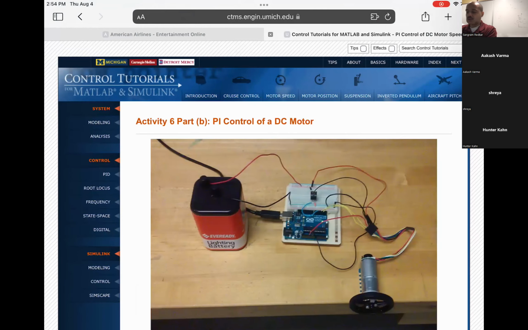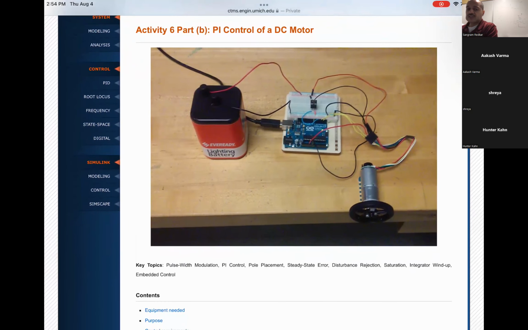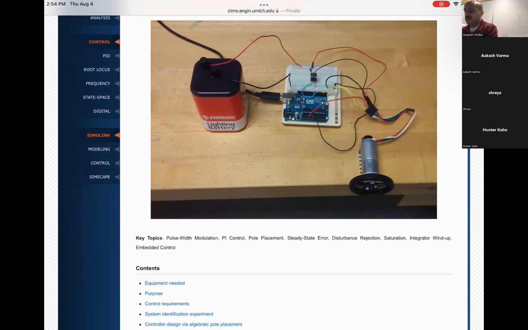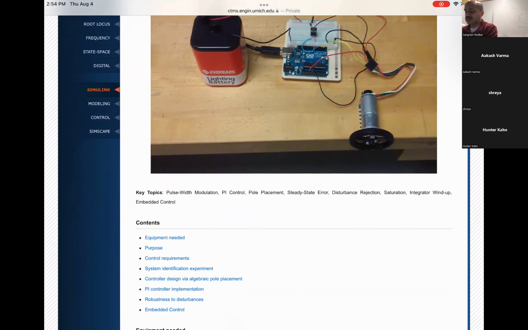Now, what does this motor control activity look like? Please note that this motor control activity is controlling the position of the output shaft of the motor using some type of PID control. So what I want you to do is read through this pulse width modulation, PI control, pole placement, steady state error, disturbance reduction, all these topics.